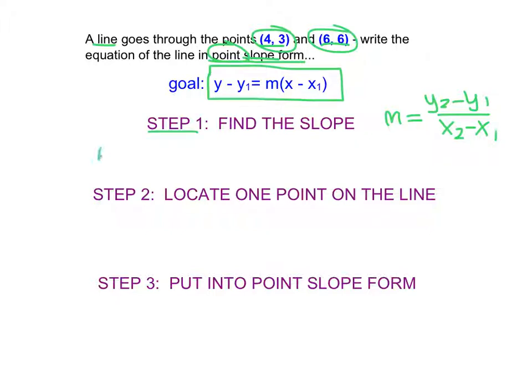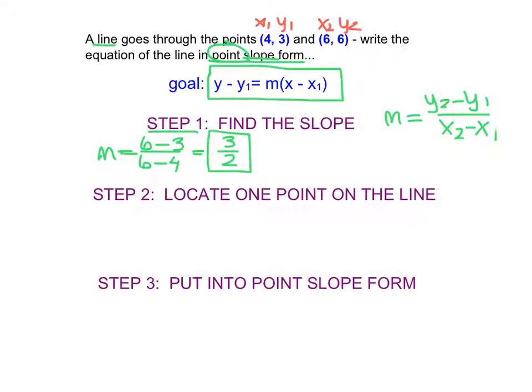So before we write an equation into point-slope form, we first need to find the slope. Notice that I have 2 points up here. In order to find the slope between those 2 points, I'm going to label them x of point 1, y of point 1, x of point 2, and y of point 2. So I take y2, which is 6, minus y1, which is 3, over x2, which is also 6, minus x1, which is 4. Then I subtract, so I have 3 over 2, and I find that my slope is 3 over 2. So now that I have my slope, I can write my equation into point-slope form.